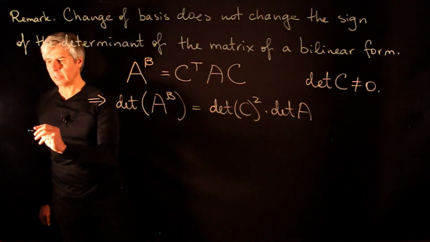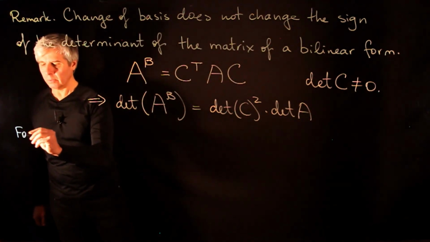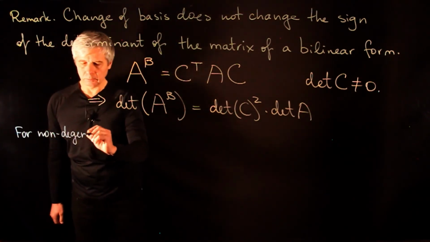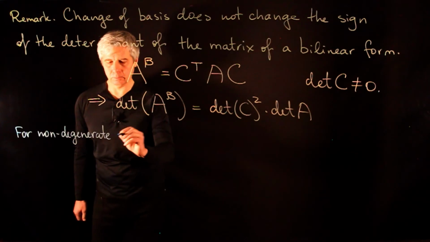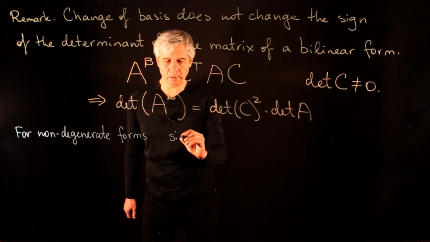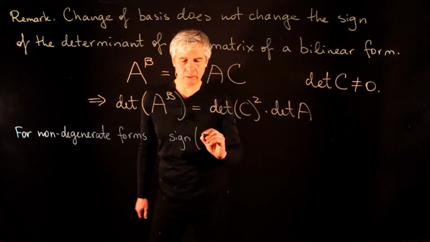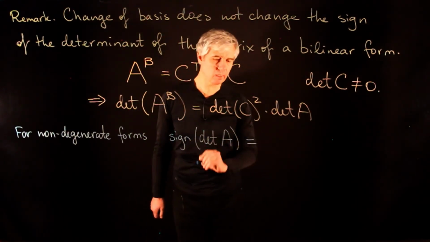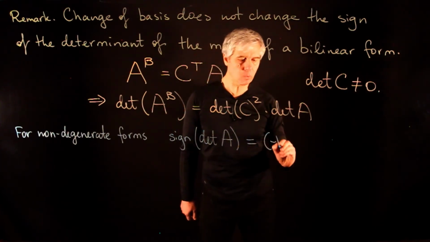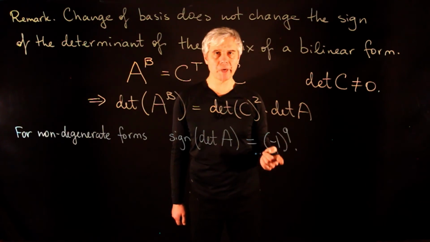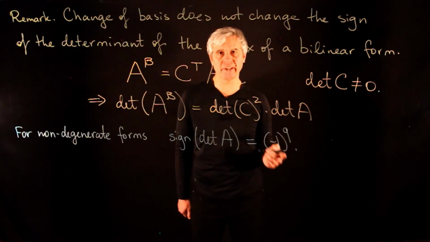We point out that for non-degenerate forms, the sign of the determinant of a matrix A is equal to -1 to the power of Q. So it's determined by the number of negative eigenvalues.